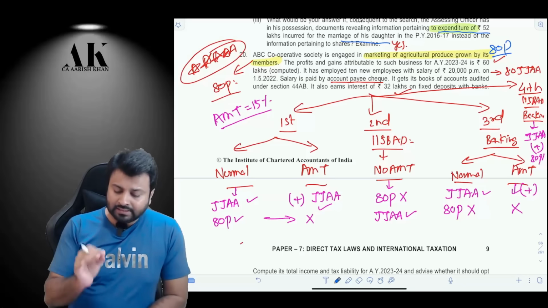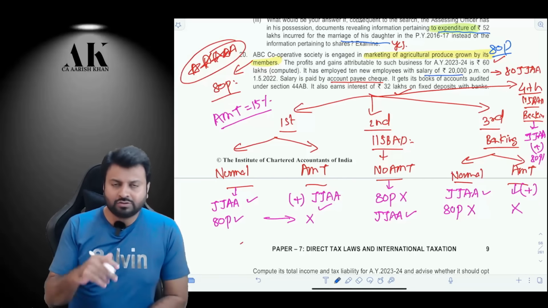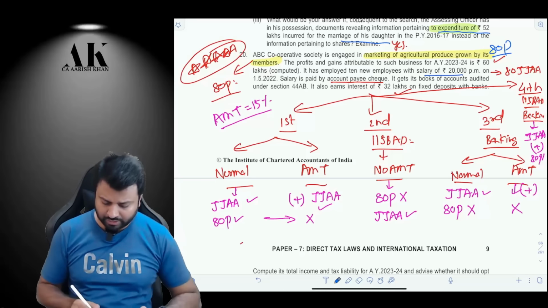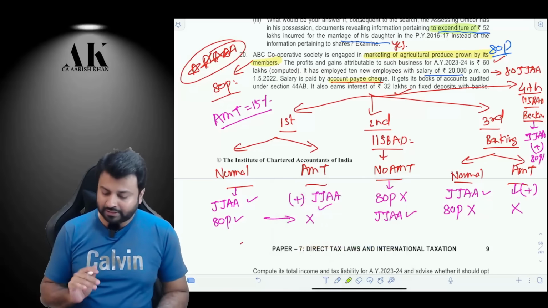First thing is 10 new employees are employed by the cooperative society at 20,000 salary, so they will be eligible for the 80JJAA deduction. Now, all the employees are paid by account payee cheque, therefore they are eligible for 80JJAA. There is no issue in that.